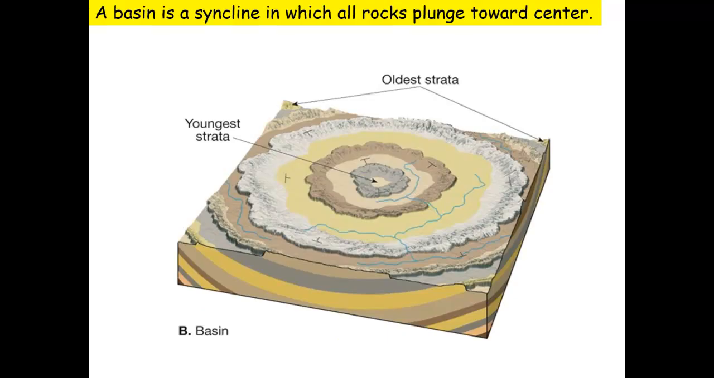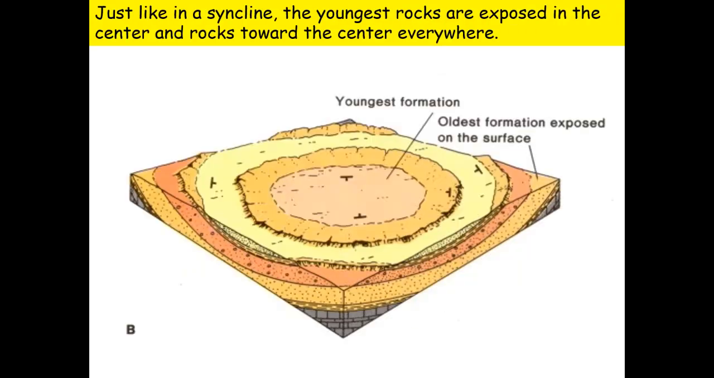Now, the opposite of a dome is a basin, and a basin just looks like a set of nested bowls sitting the way they normally sit, right? A basin is simply a syncline in which all of the rocks plunge toward the center in all directions. So just like a syncline, the youngest rocks are found in the center and all of the rocks dip toward the center. You can see the different strike and dip symbols shown in the various rock units on this slide.